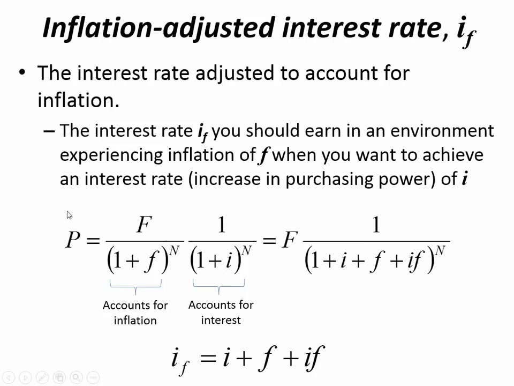What you can see here is that this is a factor that converts to the present value of some future amount, and what we're doing is we're discounting that future amount to the present, and we're reducing it by the inflation rate and the real interest rate that we'd like to achieve. So 1 plus F, 1 plus I. If you multiply those two together, what you're going to end up with is the formula at the bottom. Any questions so far?